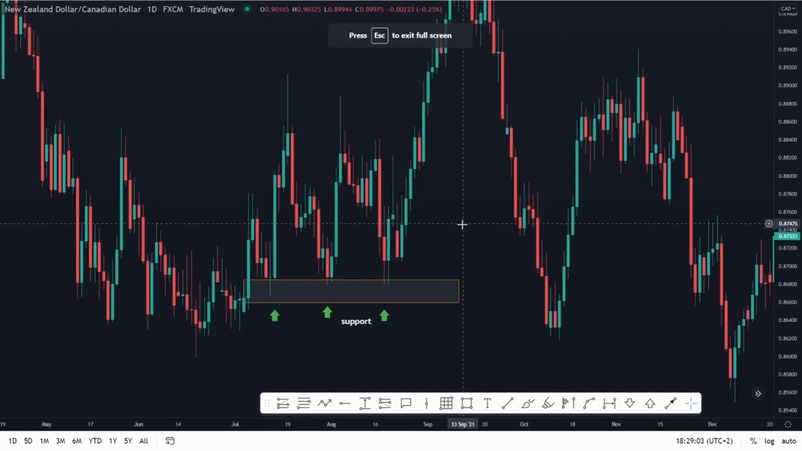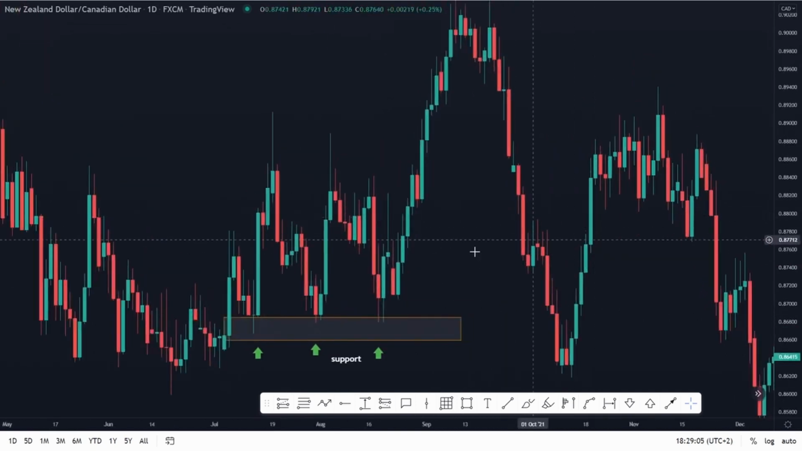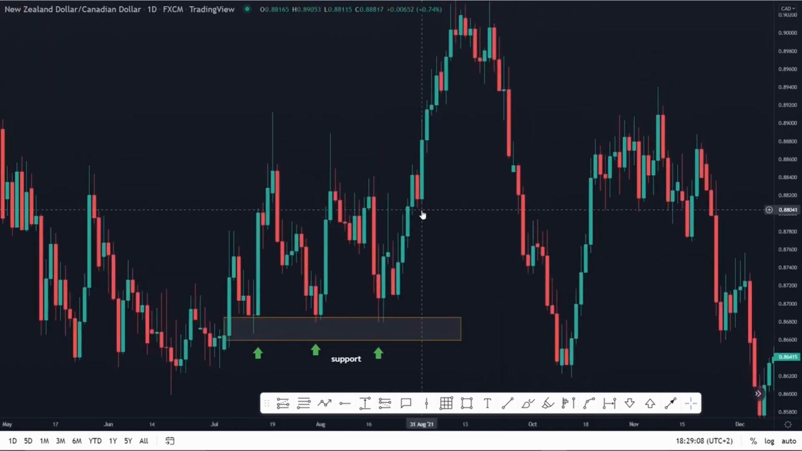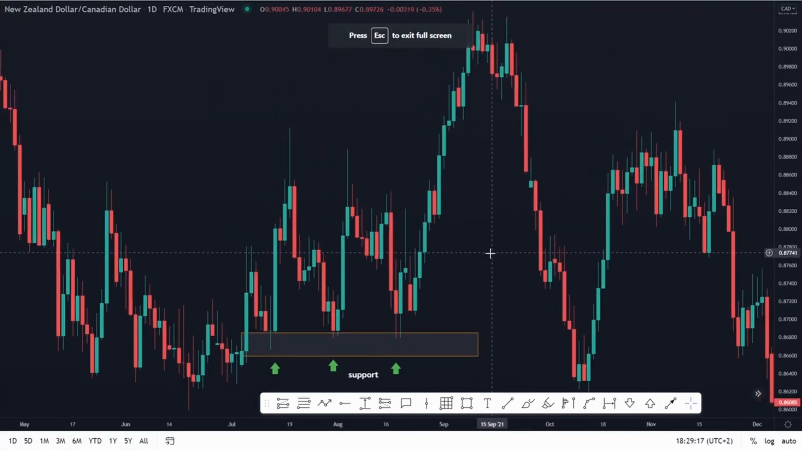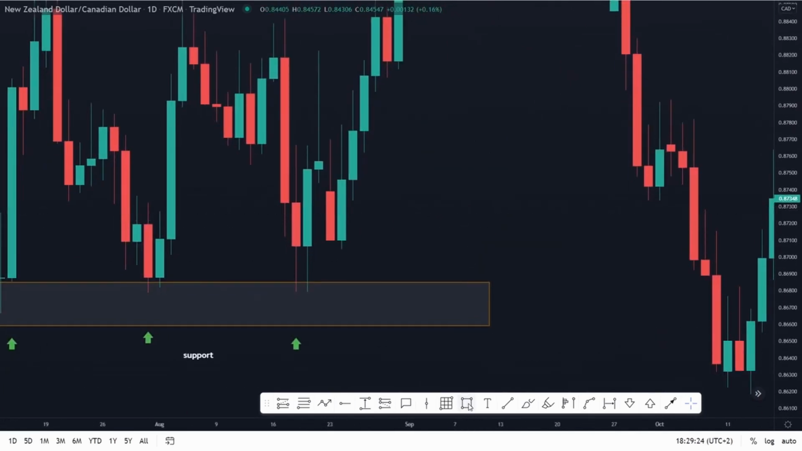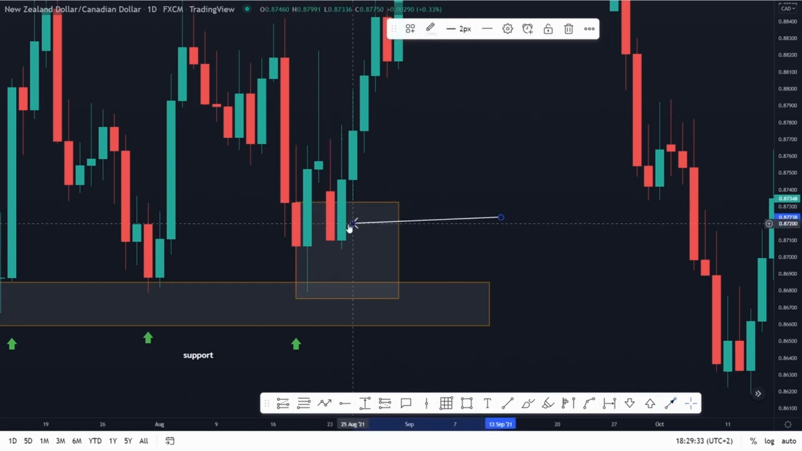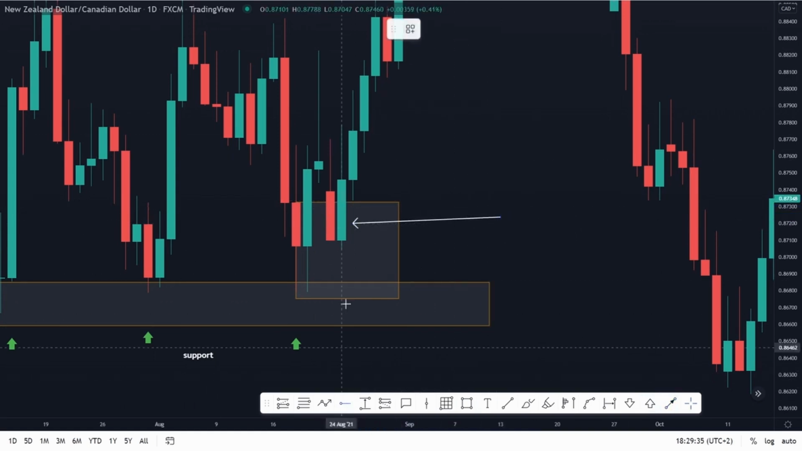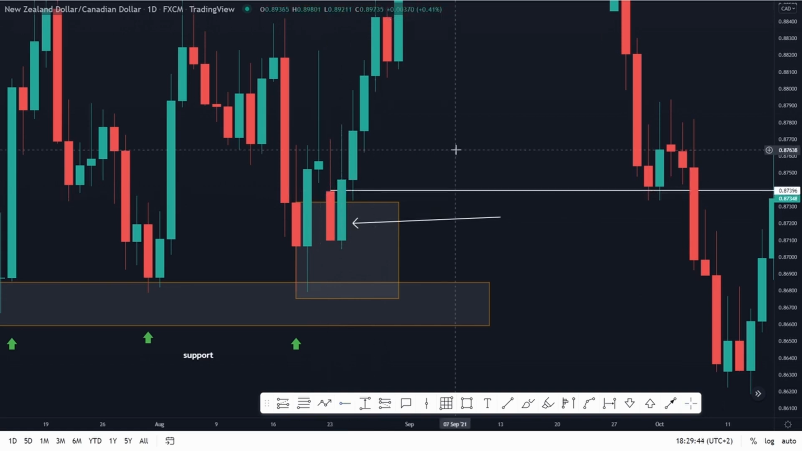Here we can see that we can use a couple more things using supply and demand zones. From this example over here, we can see that we have our support over here, followed by our demand zone over here, our confirmation candle, this one over here. This is a bullish engulfing candle, which means we can enter at the close or at the retracement.